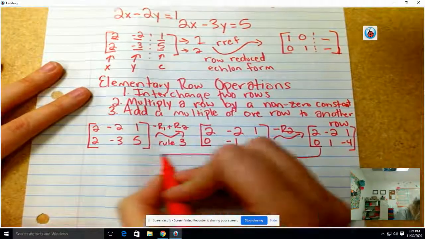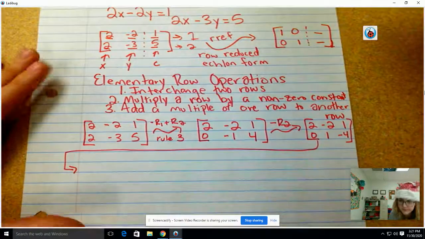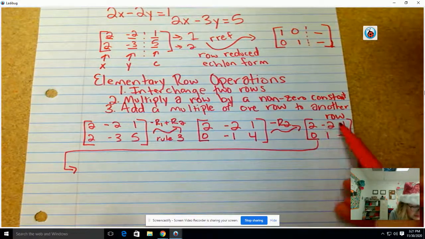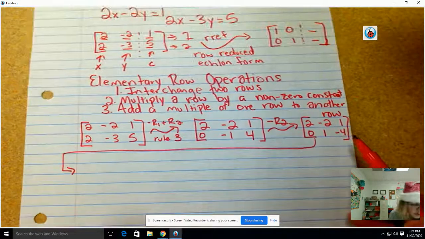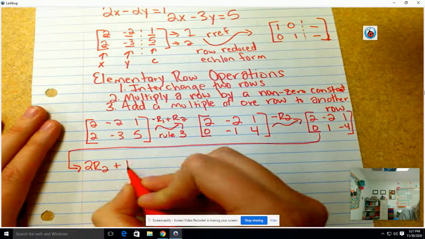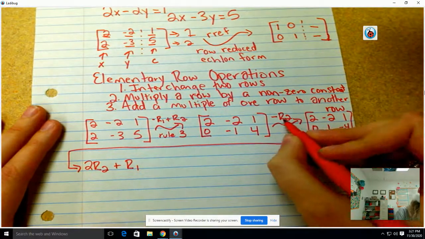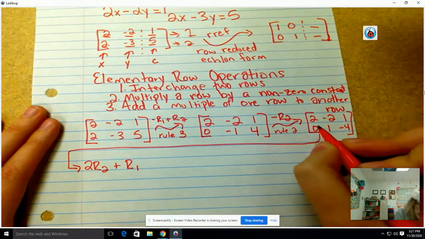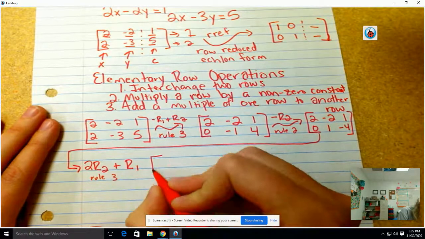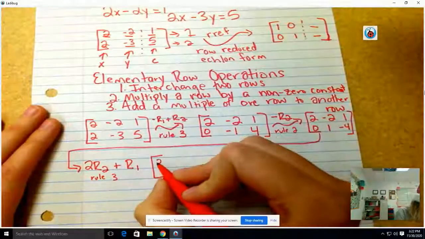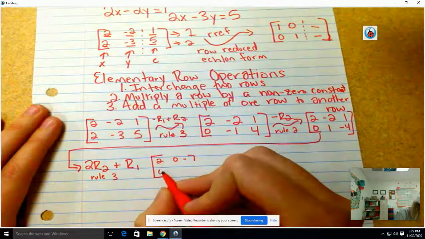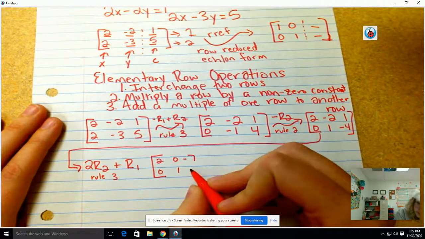I'm going to go ahead and bring this all the way back over here. Ran out of room. So now, I think it's going to be easy to turn this into a 0. So I'm going to do row 2 plus row 1. Oh, I'm sorry, I forgot. This over here is going to be rule 2, and this over here is going to be rule 3. And that's going to give me 2, 0, -7, and 0, 1, -4.